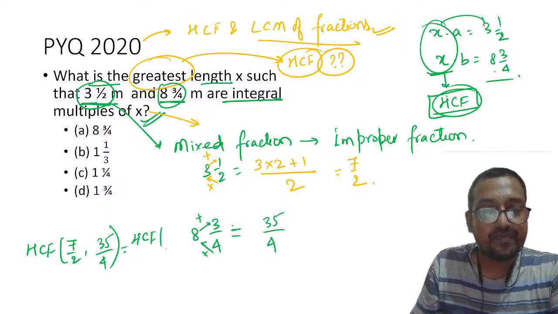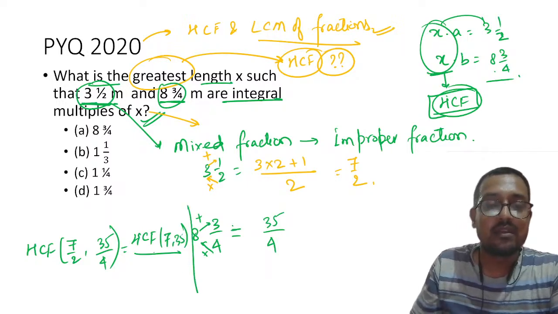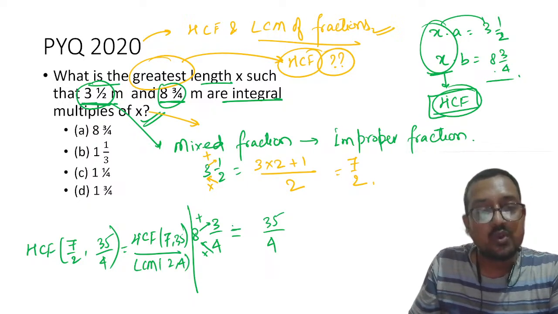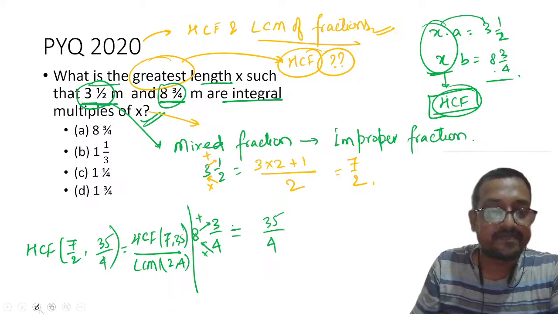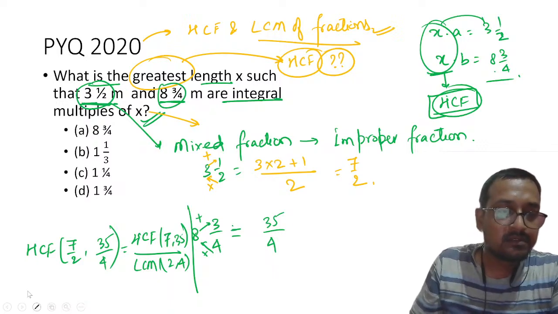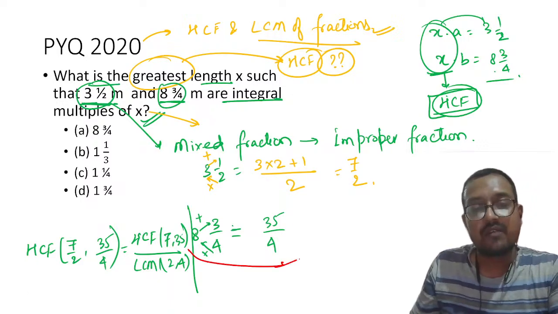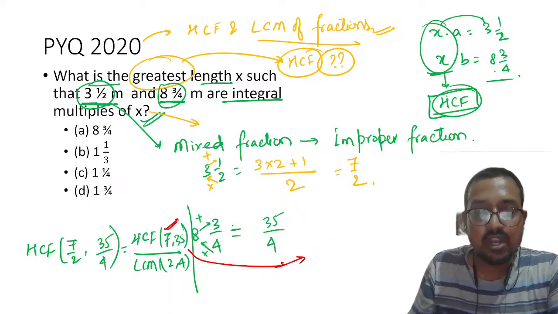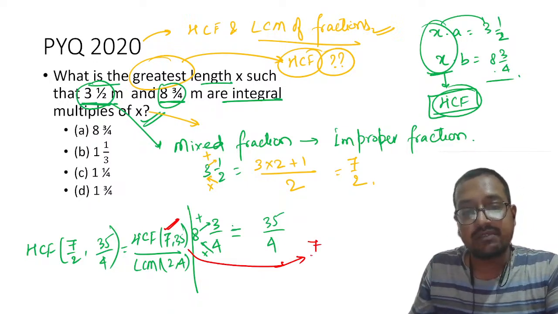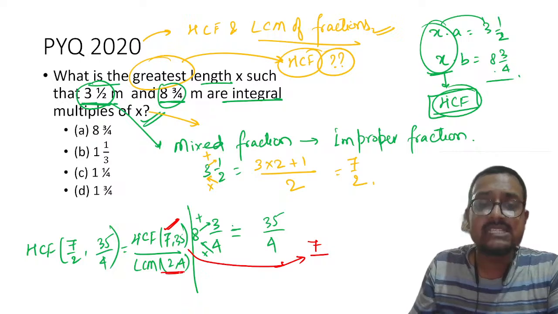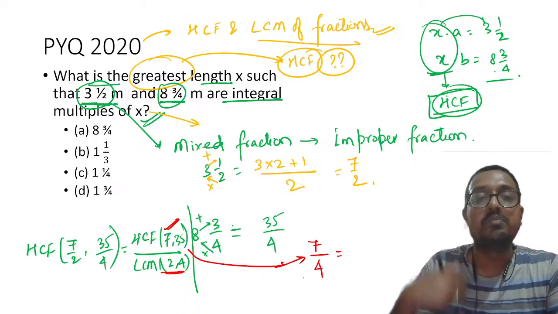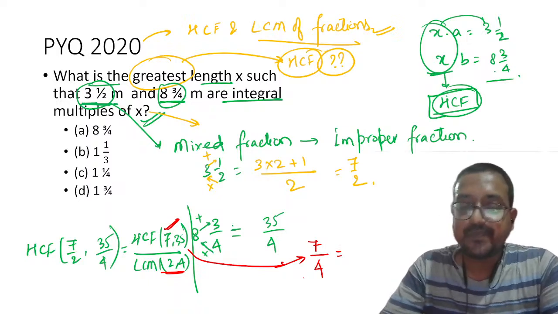HCF of 7 and 35 upon LCM of 2 and 4. You know that 7 fives are 35. After this, please look over here. 7 fives are 35, so the smaller number will become the HCF. So 7 upon LCM will be the larger number, so 4. Now to convert it into a mixed fraction, what do you have to do?